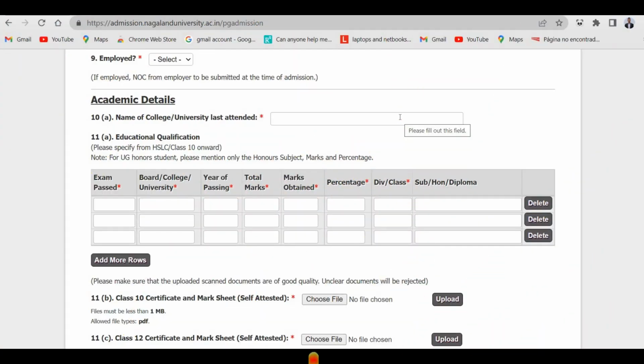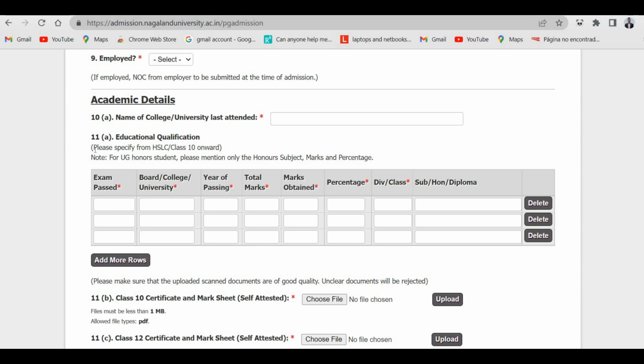So once you enter the application form for admission to PG or PG diploma, this is the part where the students are not able to enter their details correctly. Once you complete your personal details, next will be the academic details. Here, you need to enter the name of the college or institute where you have pursued your undergraduate studies. Next will be your education qualification.